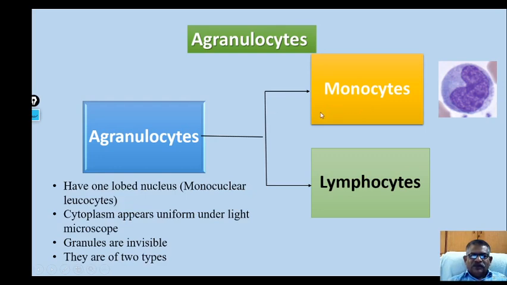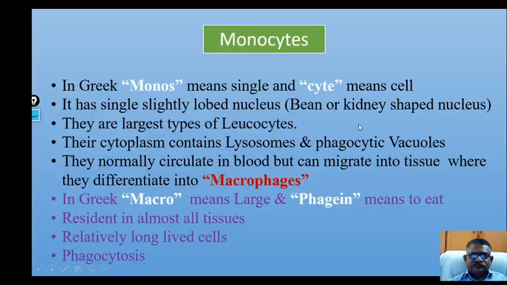The cytoplasm appears uniform under a light microscope, without any visible granules. As I stated earlier and am repeating, this doesn't mean that agranulocytes, monocytes and lymphocytes don't contain granules. They do contain granules, but these are not visible under a light microscope, hence they are called agranulocytes.